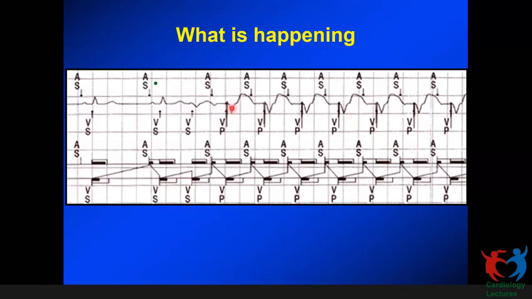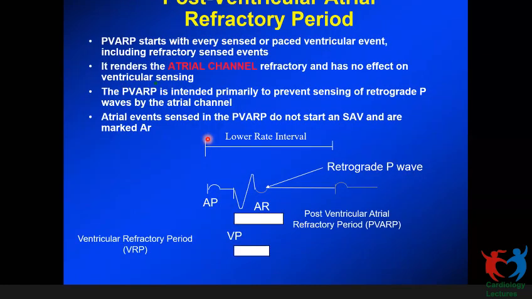So that's the problem that can be associated with a dual chamber pacemaker if there is a retrograde activation. We don't want that to happen in a pacemaker patient, and that's why there is the post-ventricular atrial refractory period, which you all know as PVARP. So on ventricular pacing, in the atrial channel, it starts a refractory period, which is a cross-chamber refractory period. On V pace or a V sense in the atrial channel, which is a programmable value.